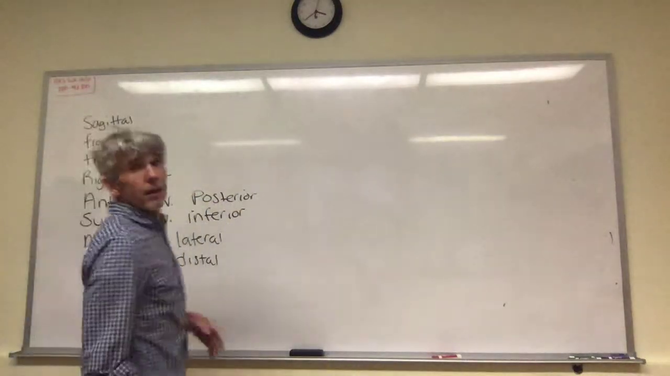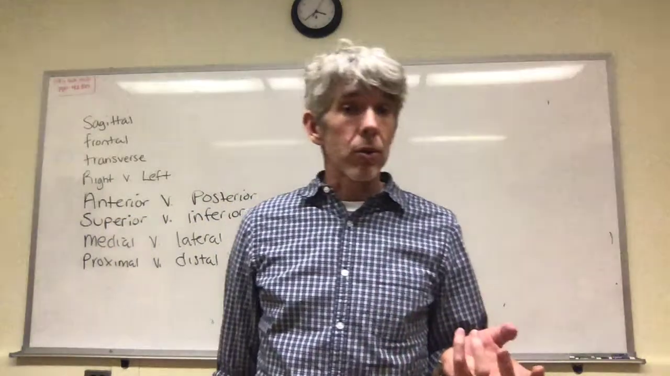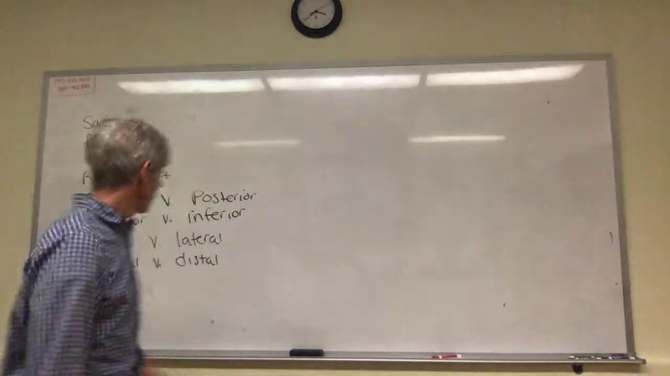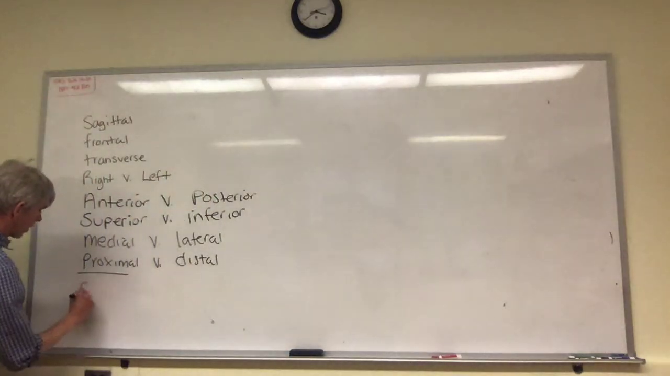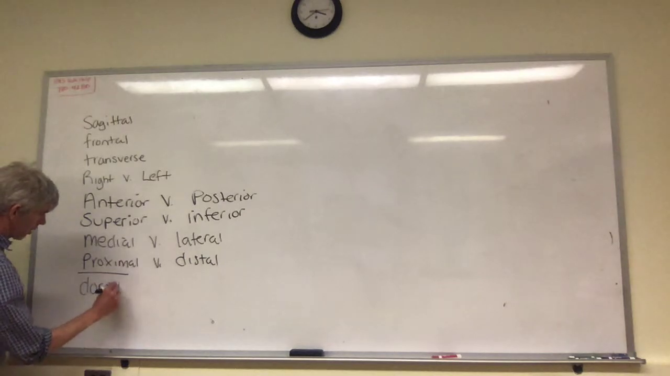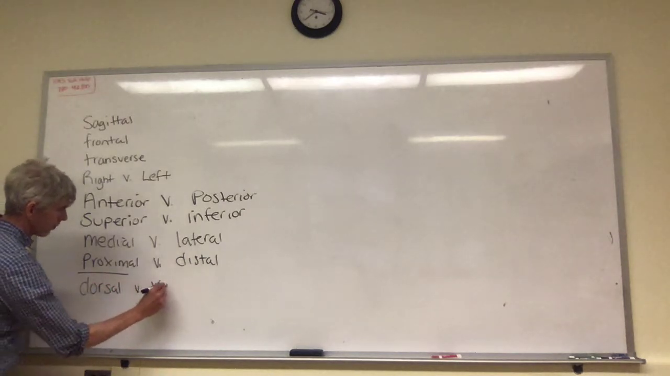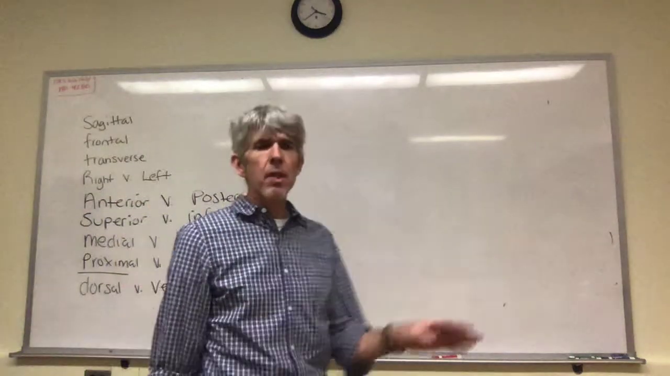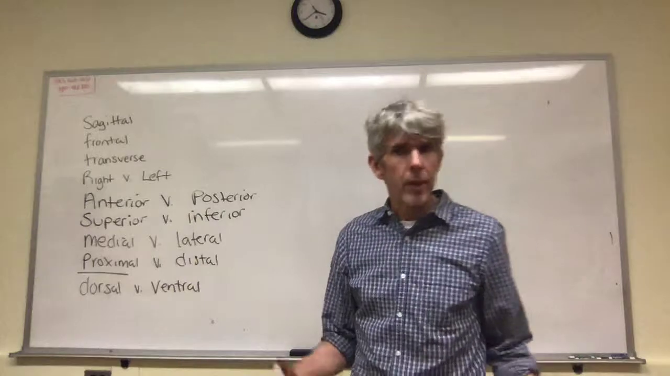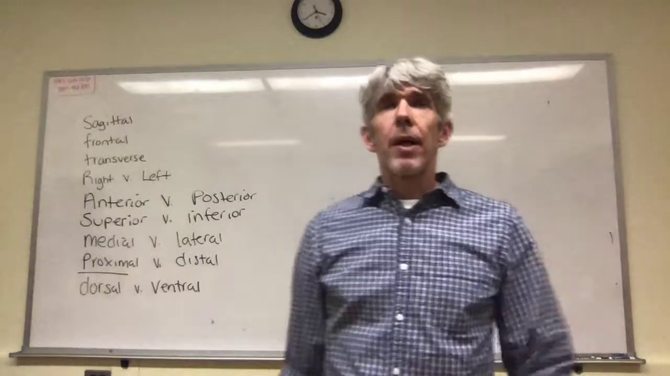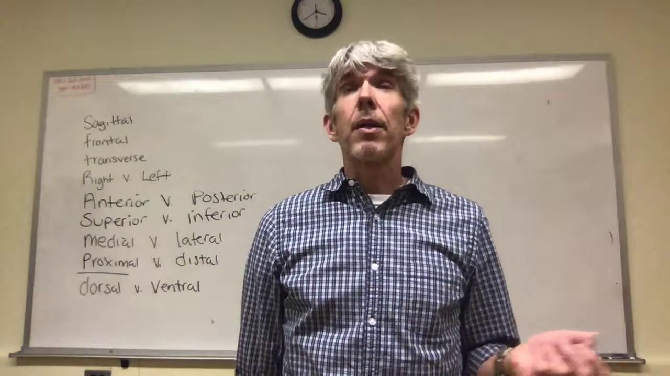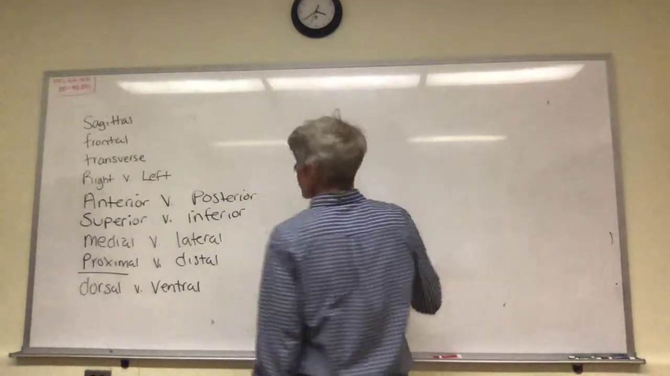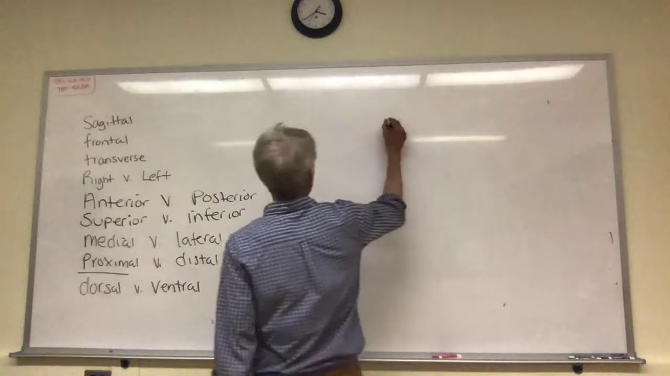One last set of anatomical directional terms that I want to talk about is dorsal versus ventral. And there are a couple of structures that we use dorsal and ventral for, for example, the foot. But the one that might seem a little bit odd is, for example, the spinal cord. So here's a transverse section of the spinal cord.